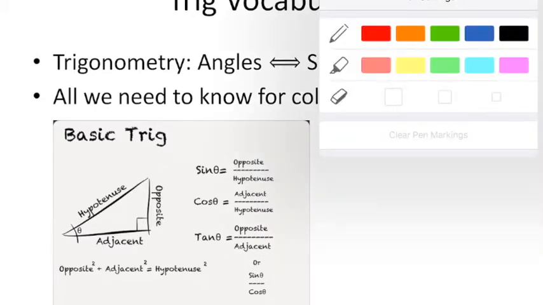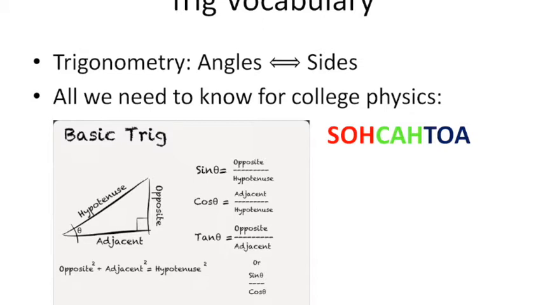So first of all, let's have a quick vocabulary go through. Trigonometry means triangles and measure in ancient Greek terms. So trigonometry simply is a method that we're going to use to relate angles to sides of triangles. And this picture here, basic trig, essentially summarizes everything that we need to know to do well in physics class.